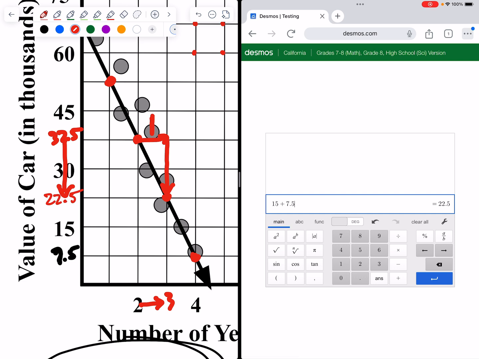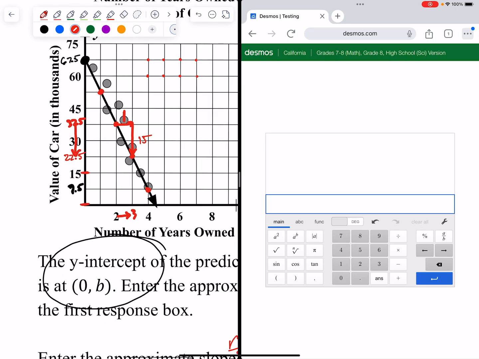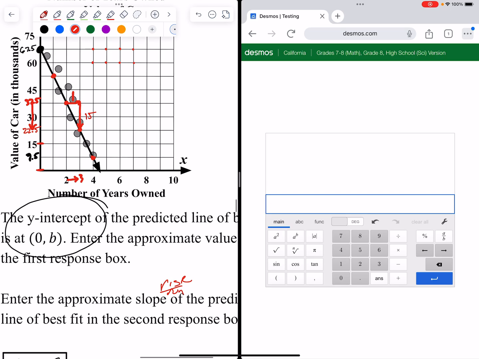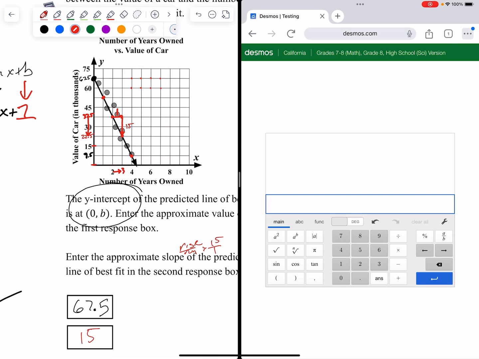Wait, I don't even care because it's 2 boxes. 2 boxes from here to here is 15. Okay, that's easy. I was going to start subtracting. I didn't have to. Probably some of you guys already did that in your head, huh? Okay, so then what is it? It is 15 over 1, which is just 15.